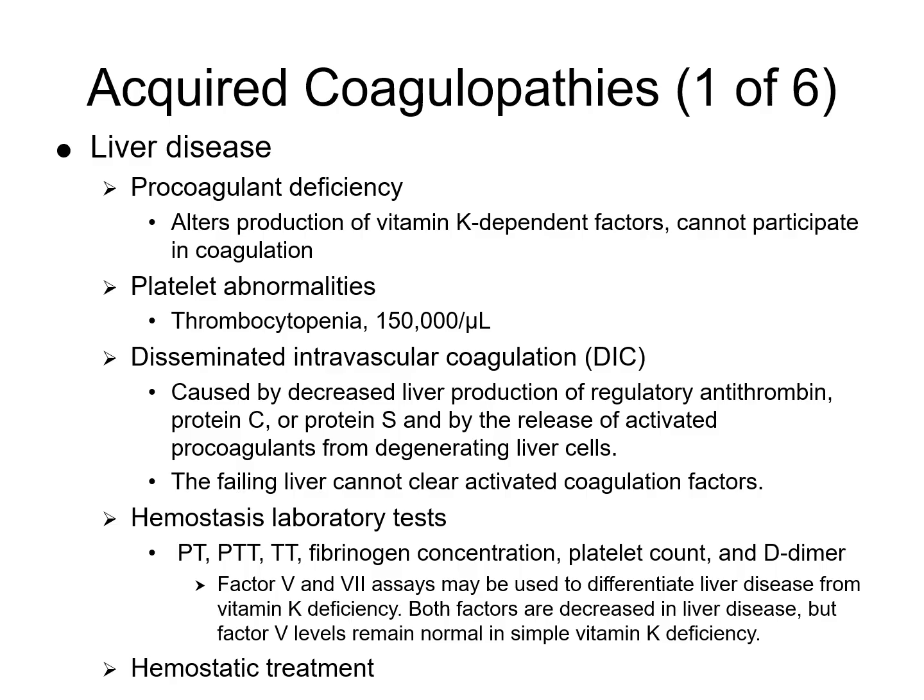We also can do a PTT, or a partial thromboplastin time. This may be prolonged depending on the extent of the factor deficiency. We can also do a thrombin time, or a TT, which evaluates the conversion of fibrinogen to fibrin. We can also do a fibrinogen concentration, and this can be low in severe liver disease.